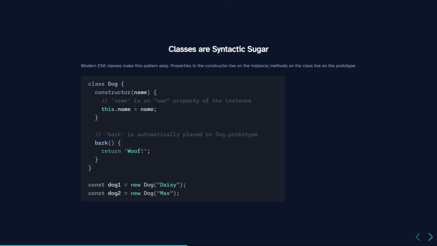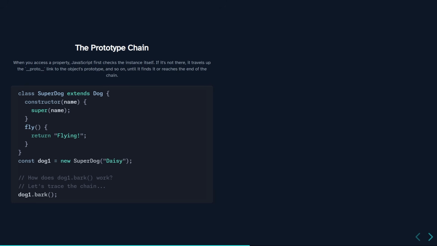When you define properties inside the constructor with the this keyword, those properties belong directly to the instance itself. But when you define a method on the class, JavaScript automatically places it on the shared Dog.prototype object. It's not copied to each instance. This creates what's known as the prototype chain. Let's build it out. At the bottom, we have our instance, dog1.